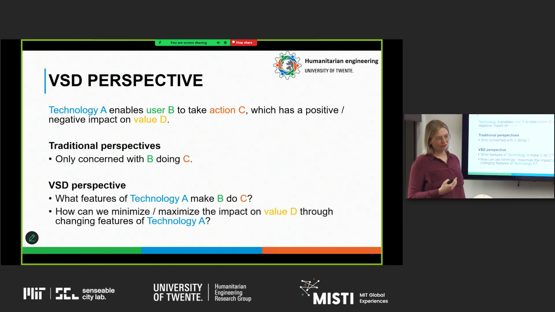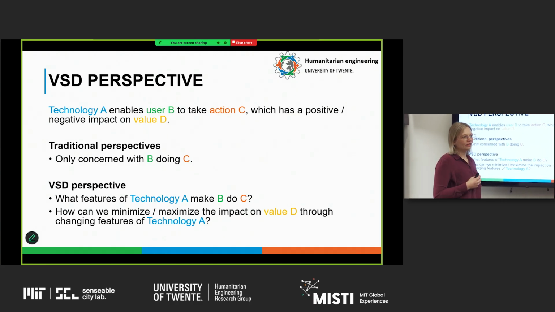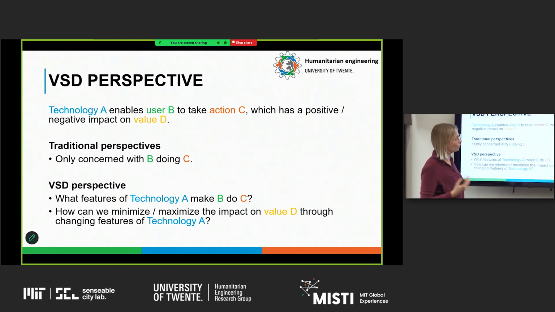So what is design? What is value-sensitive design? Basically, we can think about it like we have a technology that enables a user to take a certain action, and that has a positive or a negative impact on a certain value of a certain stakeholder.